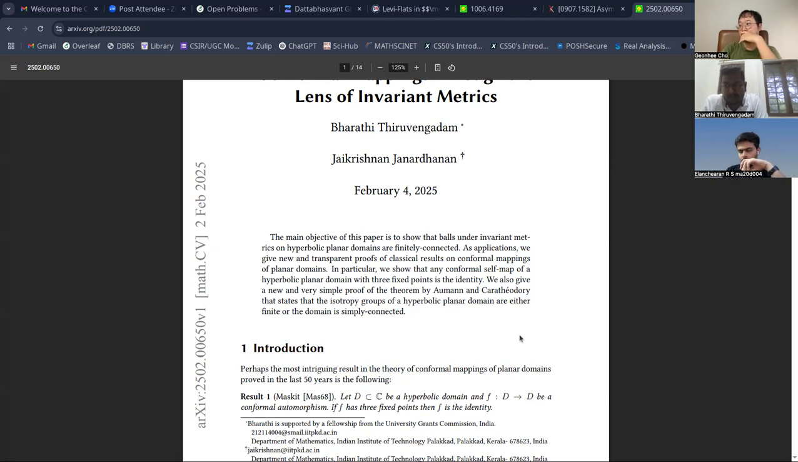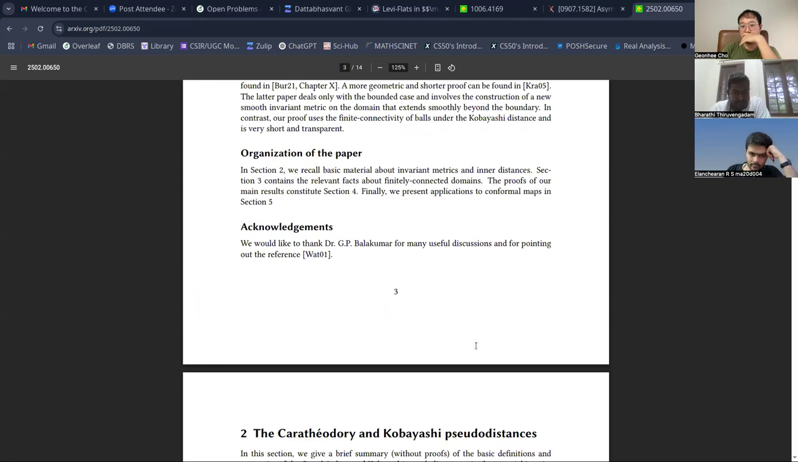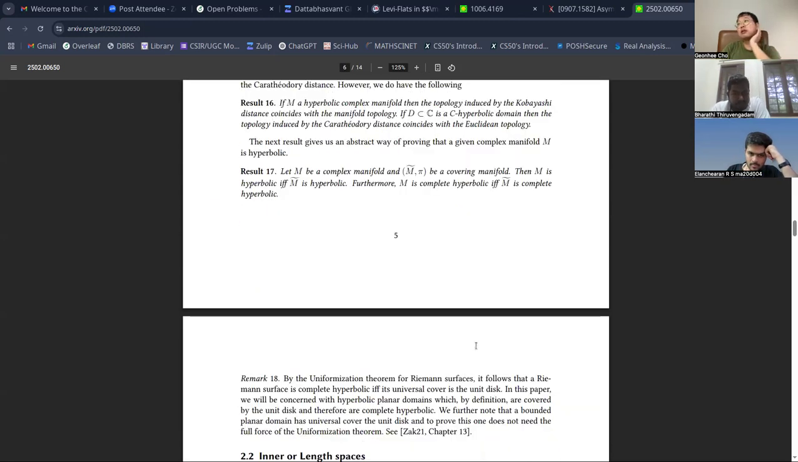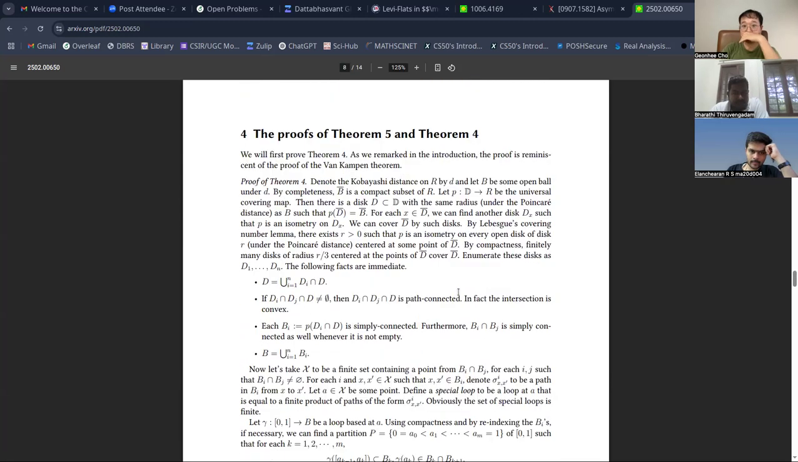Maybe I can show the sketch of the proof here. Yeah, here is the proof of the theorem. We started with the Kobayashi metric on R, and we took B, an open ball, and we know that the closure of B is a compact subset of R. Then we know that R is a hyperbolic domain, right? So we have a covering map, a covering whose universal cover space is the unit disk.